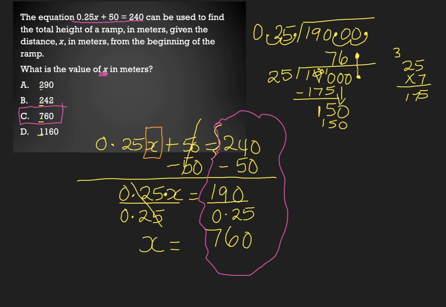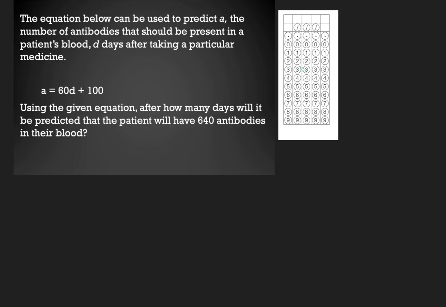Okay, let's look at another problem. Now here I included a gridded response. The equation below can be used to predict A, the number of antibodies that should be present in a patient's blood, D, days after taking a particular medicine. Now let's go back to that.